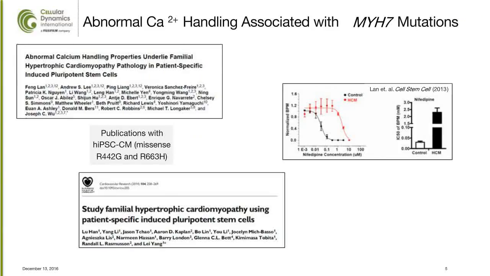Now we're going to change gears a little bit and look at some of the calcium handling properties of these cells. These are two publications that have shown, using iPS-derived cardiomyocytes, they investigated beta-myosin heavy chain mutations. These mutations are different than the R403Q mutation. One is the R442G and the other is the R663H mutation. Both of these mutations have a severe phenotype also.